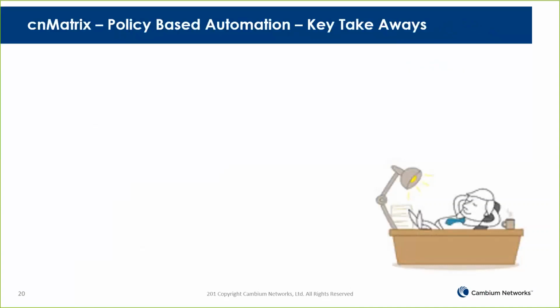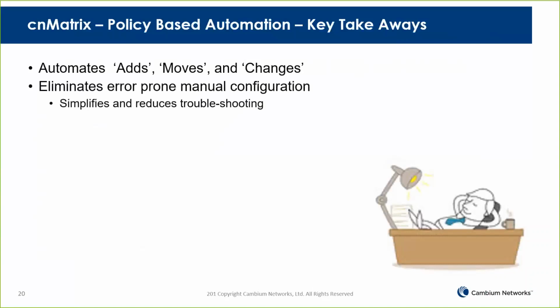So, summarizing the policy-based automation feature, what does it really do? It automates your adds, moves, and changes, simplifying deploying your network and maintaining your network. This is a big one: it eliminates the error-prone manual configuration, which is error-prone and very time-consuming. So adding a new device or moving a device, it really simplifies and reduces the troubleshooting associated with that.